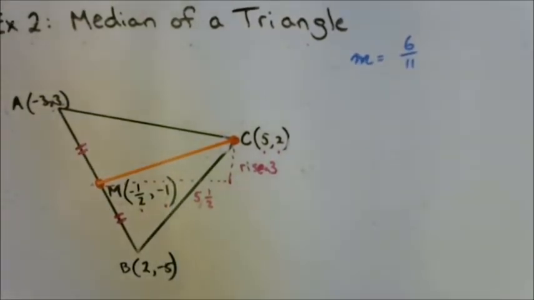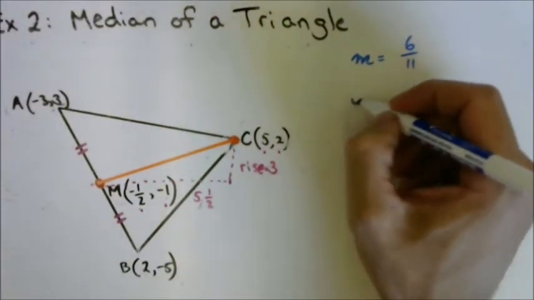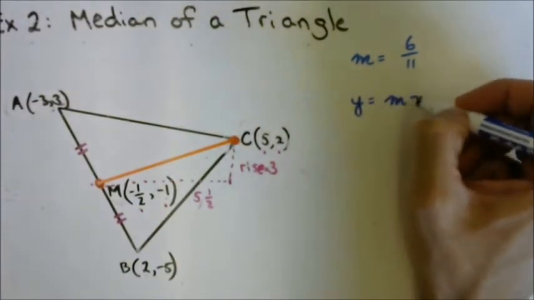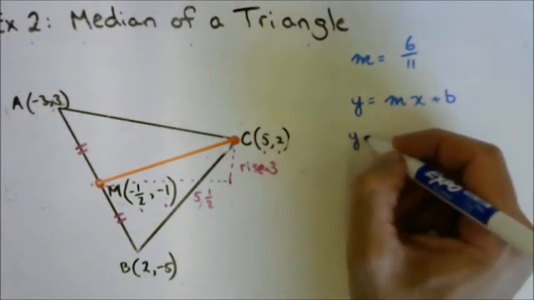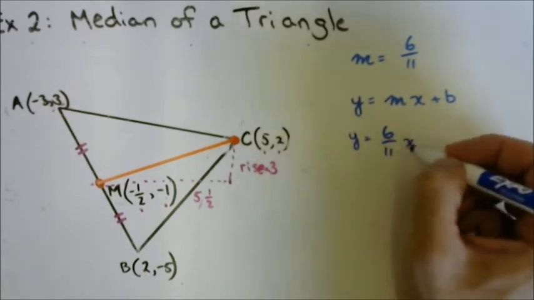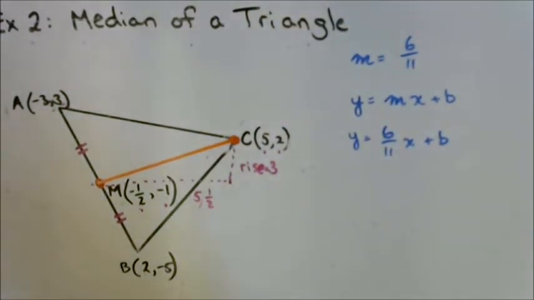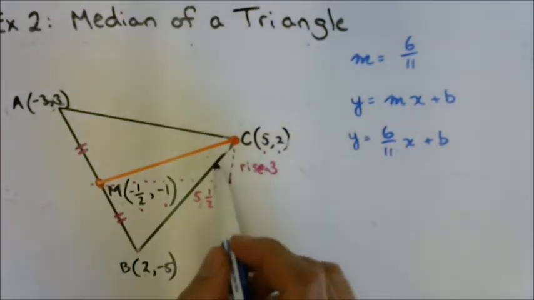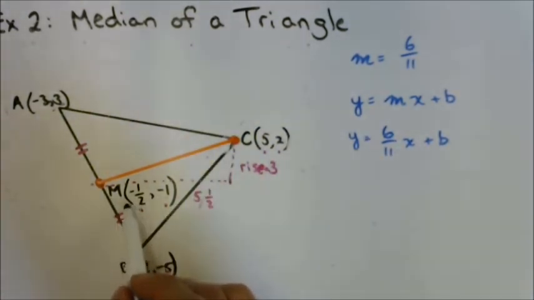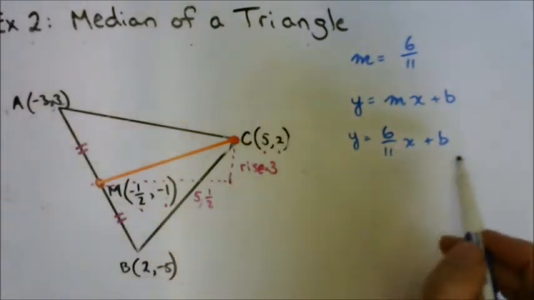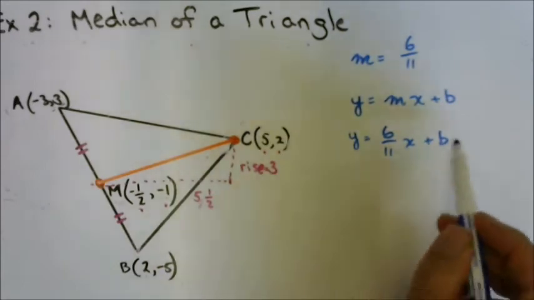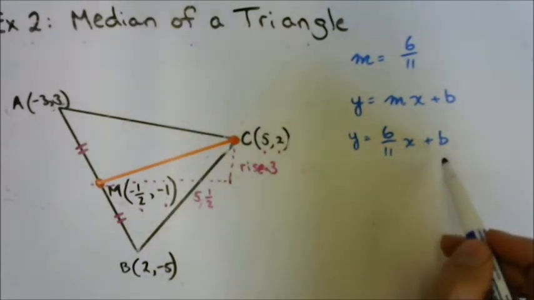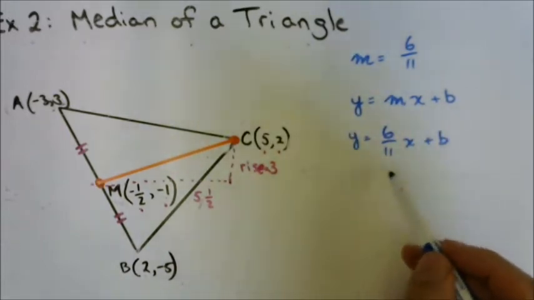And remember, our goal is to come up with an equation for the median. So we need a linear equation in the form mx plus b. Well, we know what m is. And we know two of the points that are on the line. We know that M is on the line, so the x, y coordinates of M will satisfy this equation. And the point C is on the line, (5, 2) will satisfy this equation. But we're not sure what b is, our y-intercept.